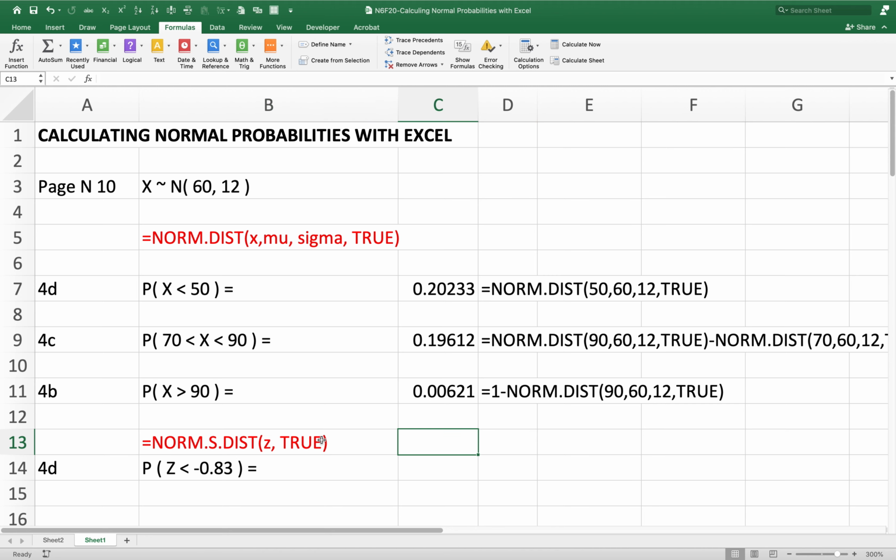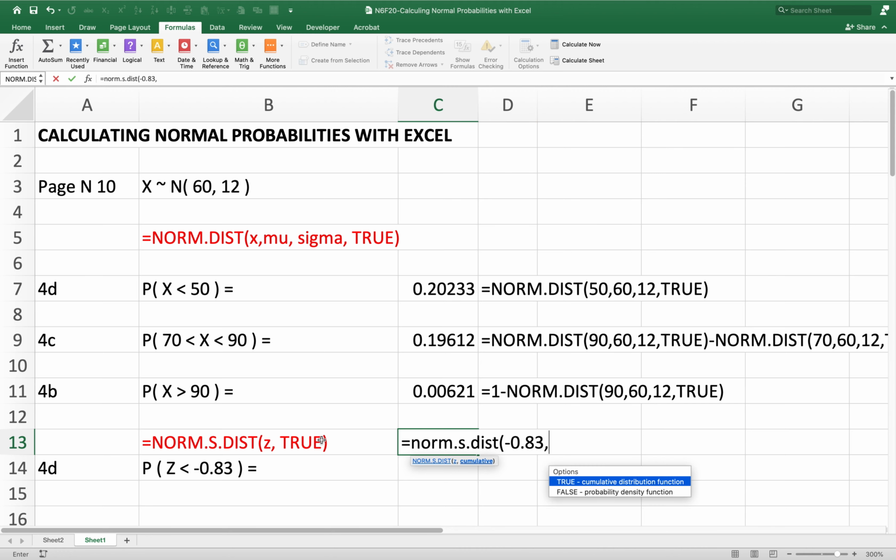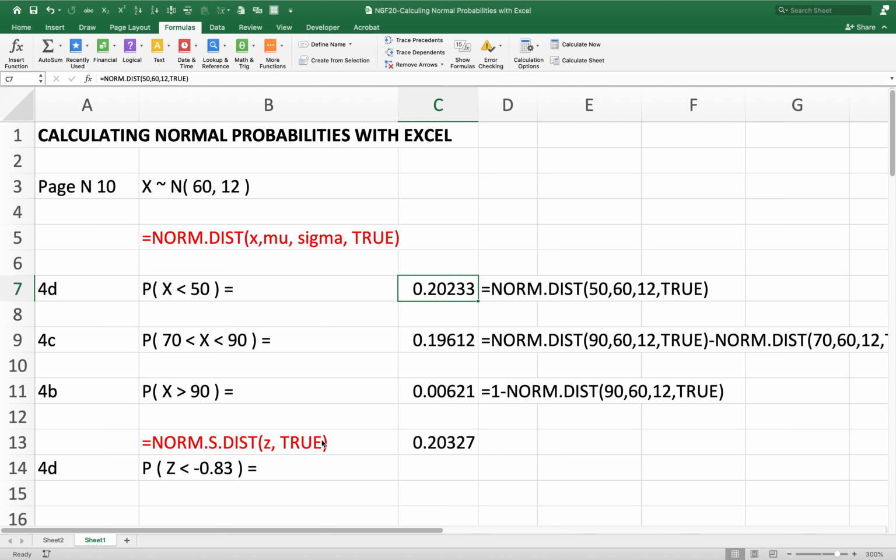So I want to build that for you. It's equal to NORM.S.DIST, and all it asks you for is the Z value. So this was minus 0.83, and then you still need to put in the true, like that. And we should get the same probability as up here. And again, it's pretty close. Remember that this was actually minus 0.83333. That's why it's just a little bit different from up here. But it's the same kind of thing.